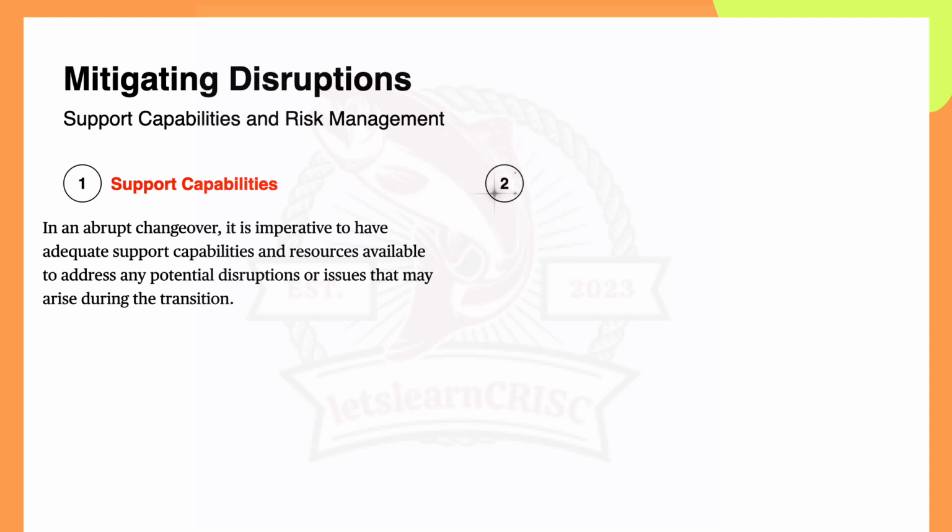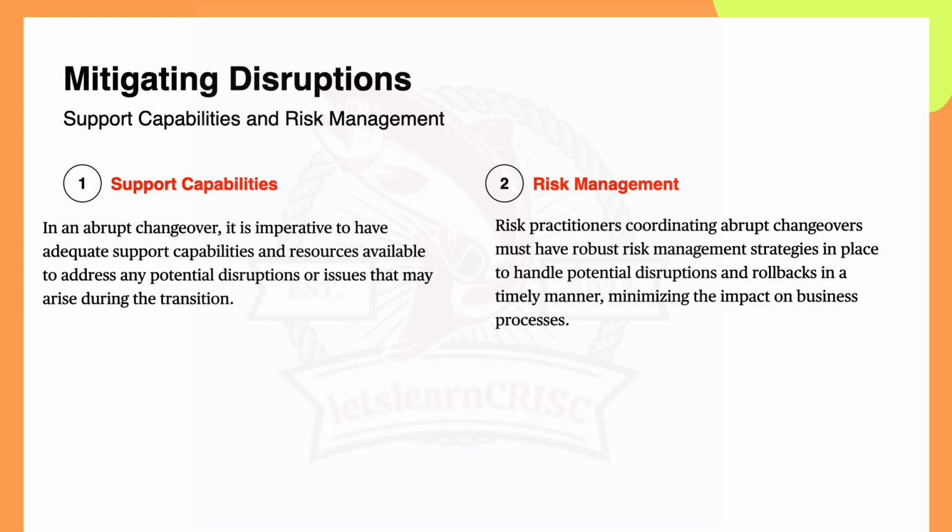Moving next is about the risk management. Friends, under the risk management, we know that the risk practitioners leading abrupt changeover must have robust risk management strategies. This involves identifying potential issues, having a plan in place for disruption, and being ready to roll back if needed, right? It is akin to having a backup plan for unexpected weather changes during an outdoor event, right?